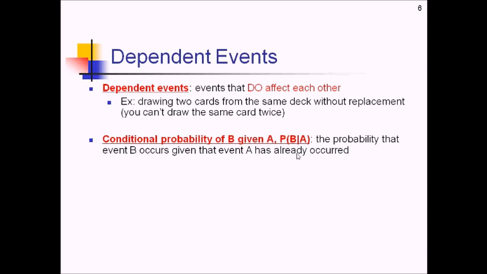So this is, for example, you could say the probability of drawing a Jack given that one Jack has already been drawn, and now we know that we have to factor in that earlier event. It also gets used in other ways.